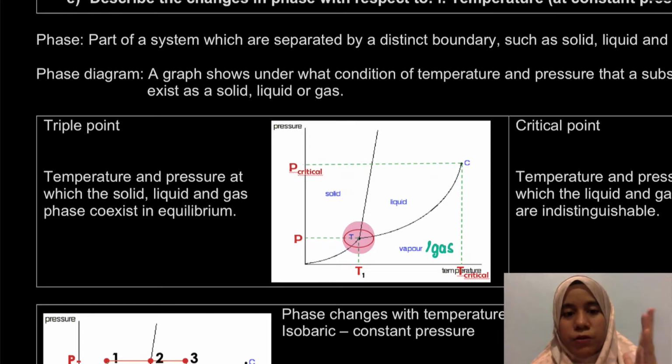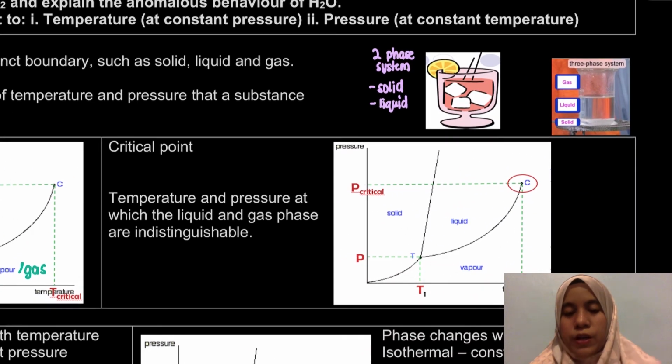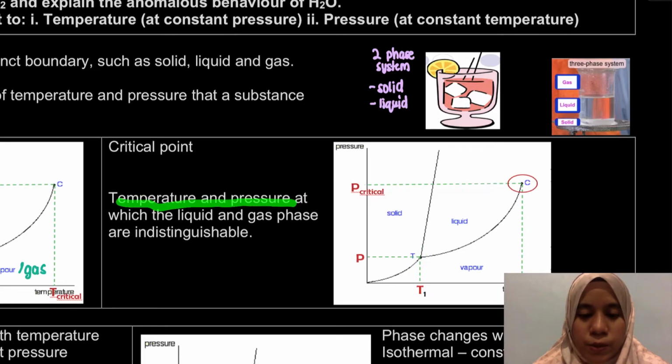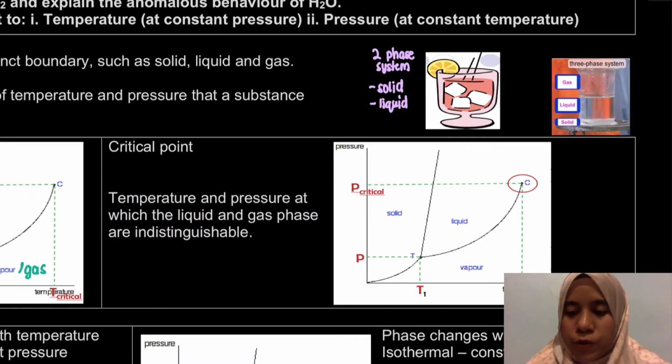But don't worry if it's still a bit blurry, we will look at questions later. Next is critical point. If for triple point we said it is the point where the three phases meet, then critical point is the temperature and pressure at which the liquid and gas phases are indistinguishable. So, the critical point is the last point between the liquid and vapor. Between the liquid and vapor we have a boundary. So, the last point is what we call the critical point.